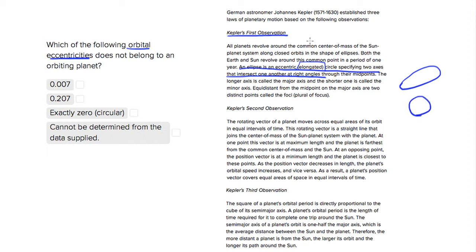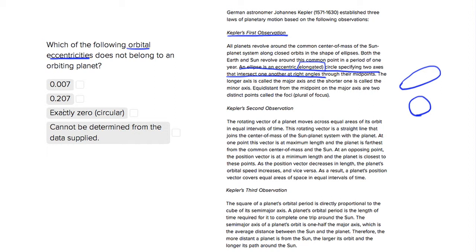Our choices give us some specific decimals. So this is hard to say. We don't know if this is good or bad, so we can't say that it definitely doesn't belong to an orbiting planet because we don't even know what unit this is in. So let's leave this one off. Let's leave this one off.